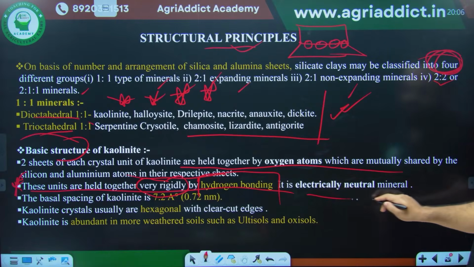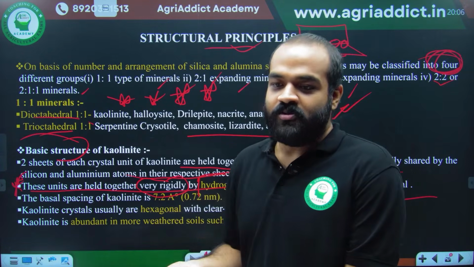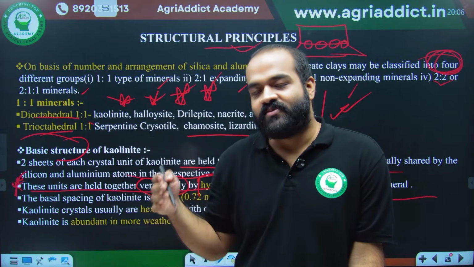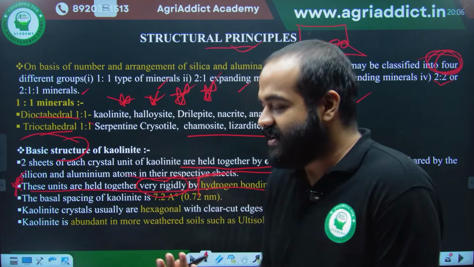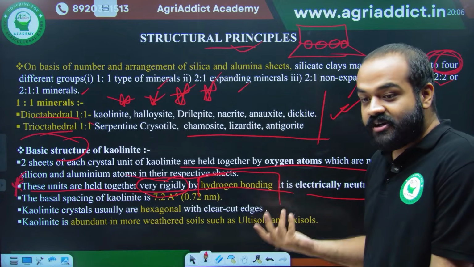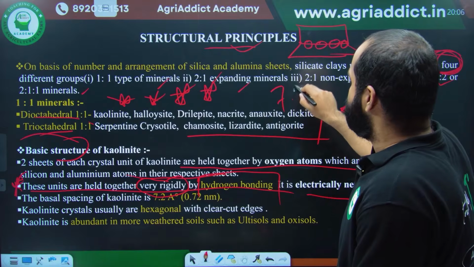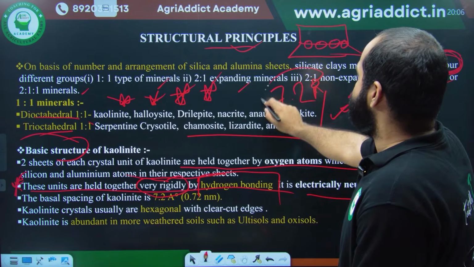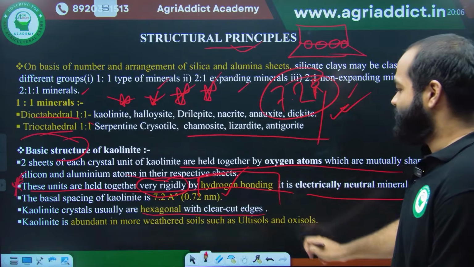It is an electrically neutral mineral, and because of this hydrogen bonding, we all know, it does not expand. Water cannot enter inside it, anions cannot enter inside it. All right, isomorphous substitution also does not happen. The basal spacing of kaolinite is 7.2 angstrom. Kaolinite crystals are hexagonal with clear-cut edges.